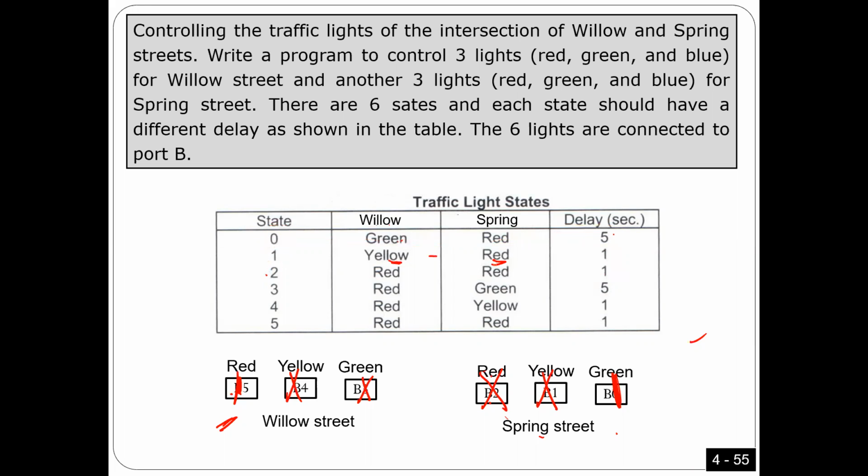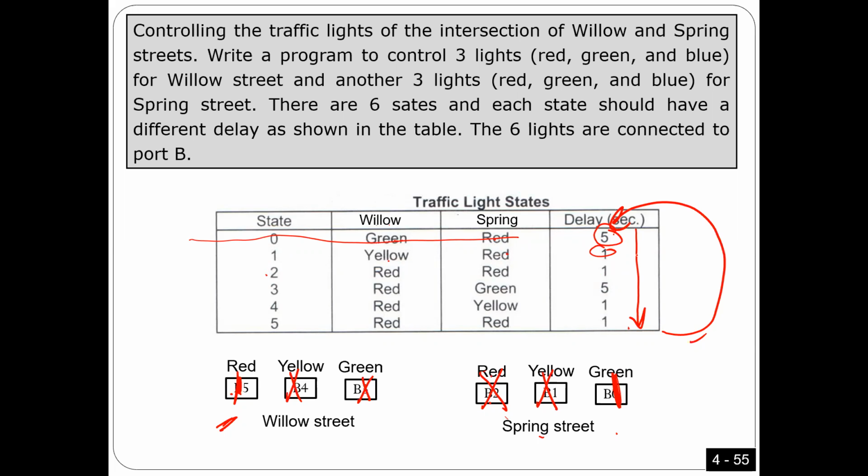Okay, guys, this is a traffic light. As you see, we have states. The state green, red has to stay for 5 seconds, yellow, red 1 second, and so on. Once I finish all the states, I have to come back and repeat again. How can I program something like that?